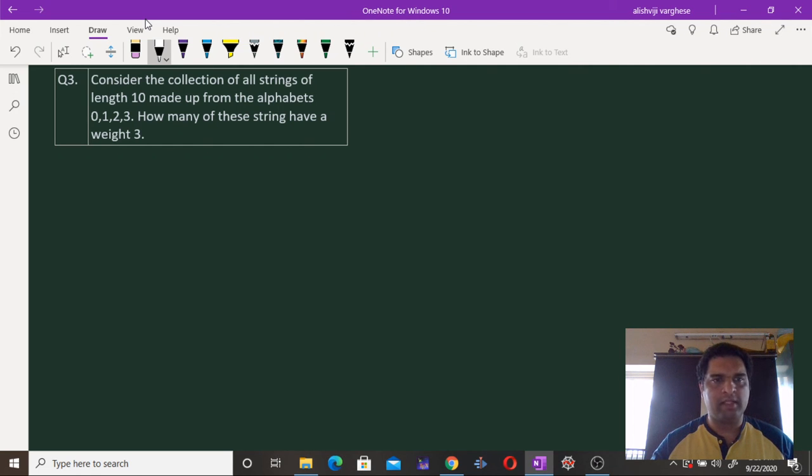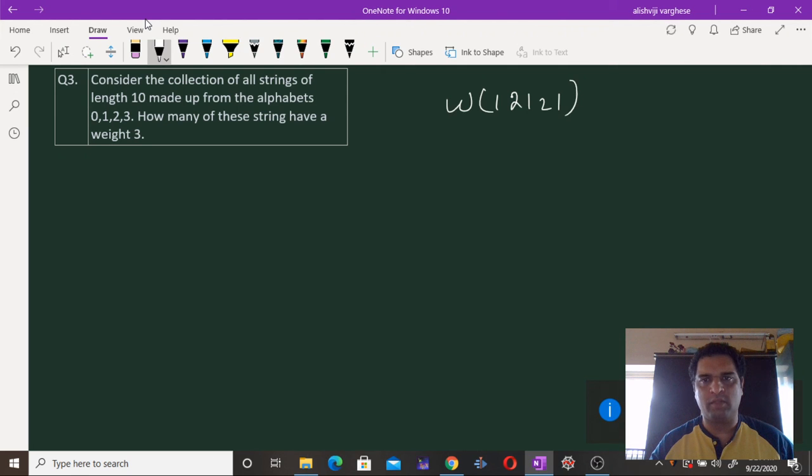So the weight of a string is defined as the sum of the letters in it. So, for example, if you have a string constructed using the same set of alphabets like 1 2 1 2 1, then the weight of this string is 1 plus 2 is 3, plus 1 is 4, plus 2 is 6, plus 1 is 7. So the weight is 7. So this is how we calculate the weight of a string.